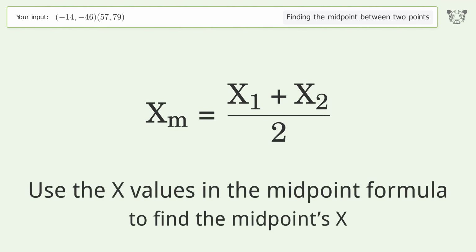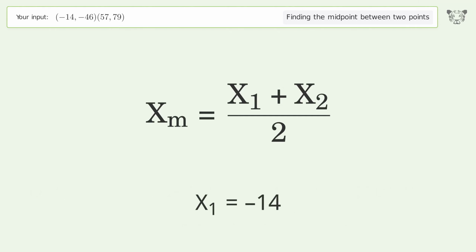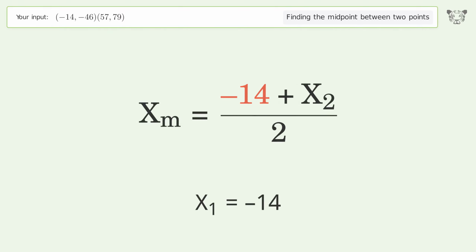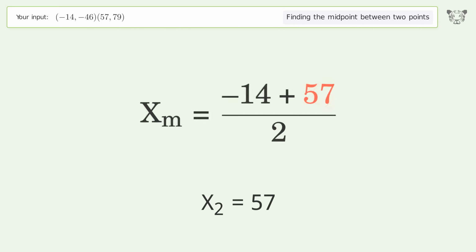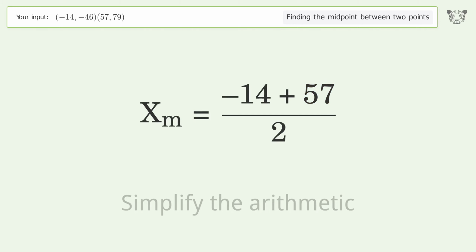Use the x values in the midpoint formula to find the midpoint's x. x1 equals -14. x2 equals 57. Simplify the arithmetic.